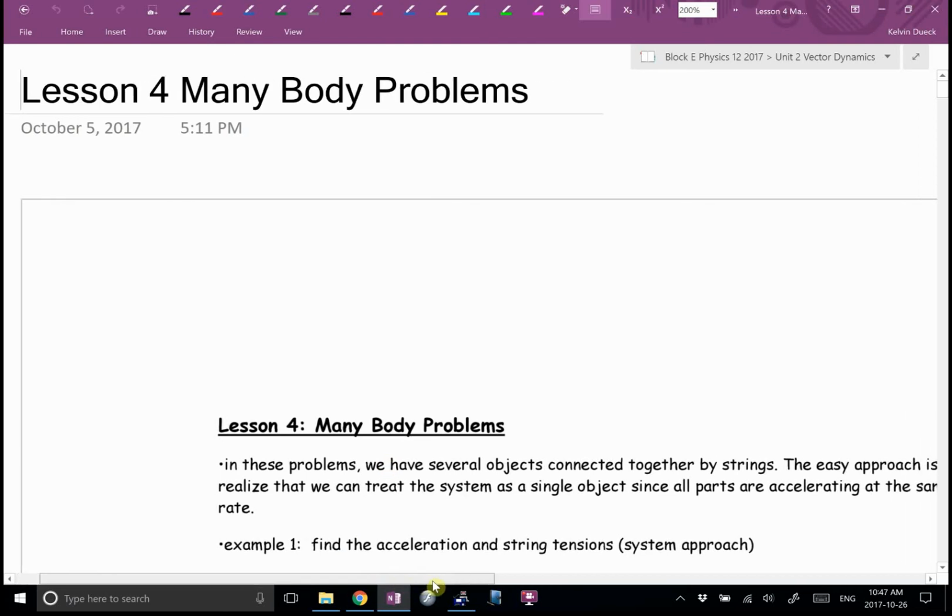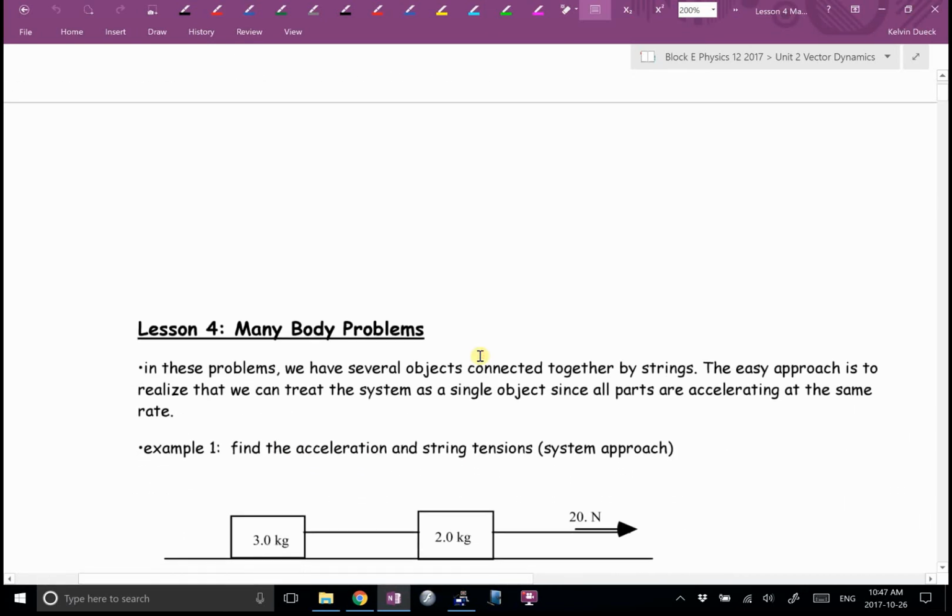So we call these many body problems, more than one mass. In these problems, we have several objects connected together by strings. And because they're connected together by strings, they're going to accelerate at the same rate. Here is our clever trick: we're going to treat them as one big Ubermass, find the acceleration, and then go look at individual masses to find individual forces.